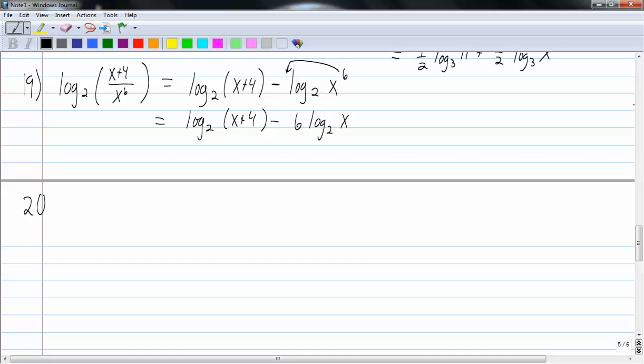Now number 20, the directions change. They say use properties of logarithms to condense the logarithmic expressions. Write the expression as a single logarithm whose coefficient is 1. Where possible, evaluate logarithmic expressions. All right, so we want to condense this logarithm as far as we can. That means we want to make it as small as possible.